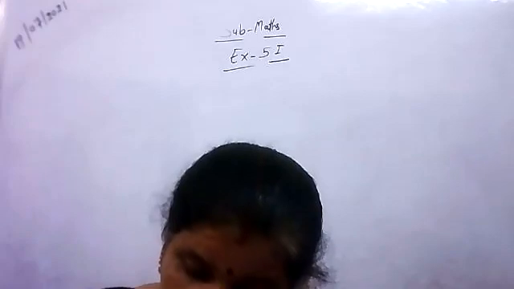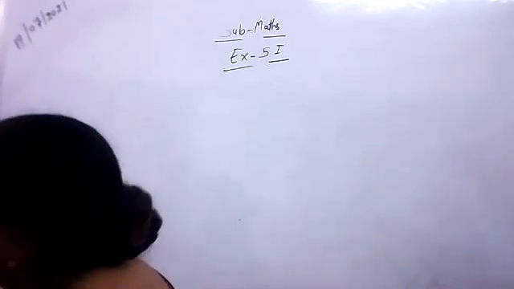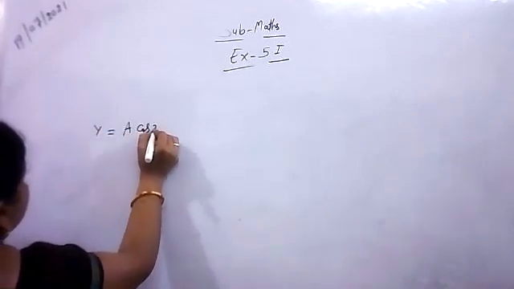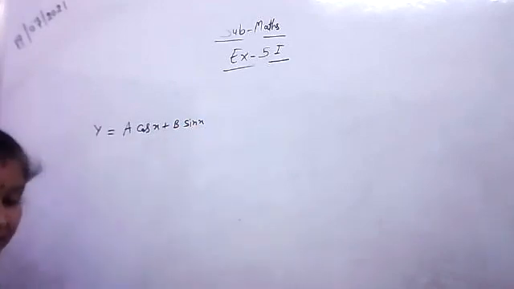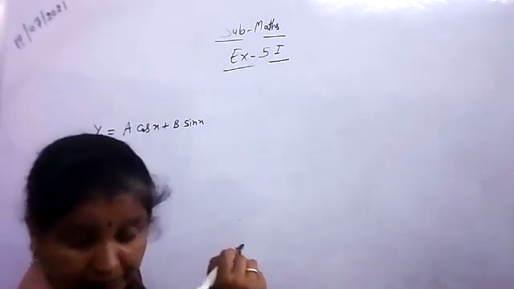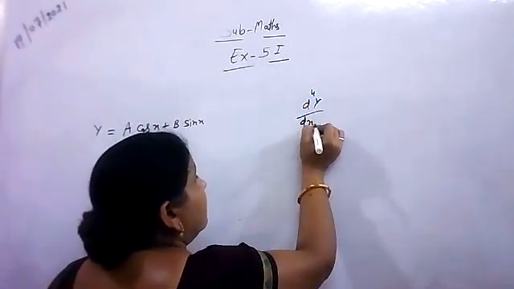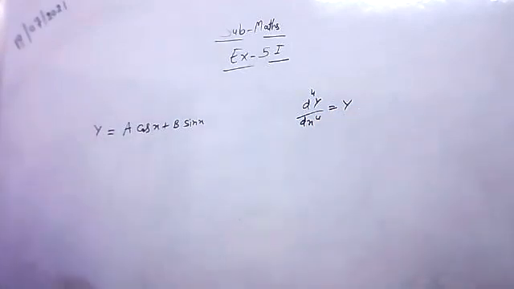Now question number 11. The given equation is y equal to a cos x plus b sin x. This is given. And prove that d4y upon dx4 equals y. So otherwise, prove that.